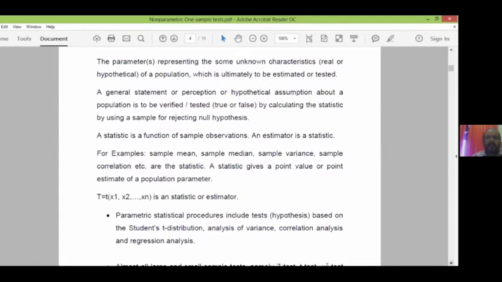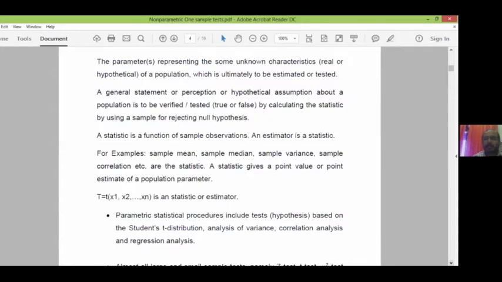A statistic is a function of sample observations, and an estimator is a statistic. For example, sample mean, sample median, sample variance, sample correlation, etc. are statistics. Whatever the functional form of these samples, that is what we call a statistic. So a statistic gives a point value or point estimate of the population parameter. That is our concern.